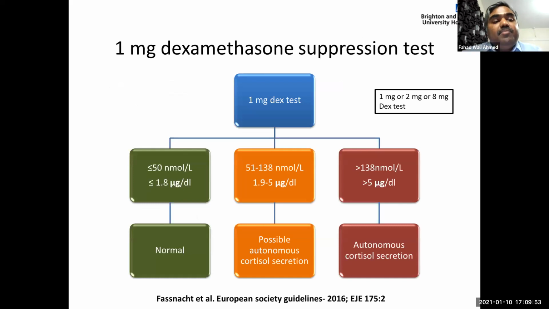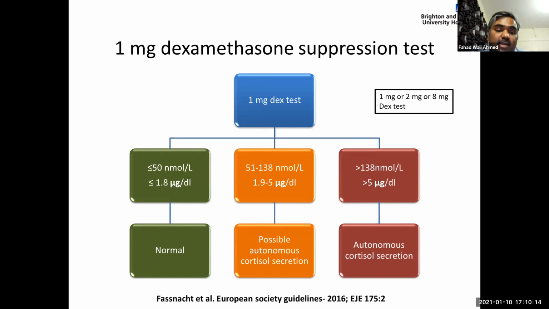The preferred option is 1 milligram, but we can use a higher dose because we are not looking at ACTH production; we are only looking at cortisol production. So in some cases, I use a higher dose like 2 milligrams, very rarely 8 milligrams, but 2 milligrams can be used, especially in patients who are massively obese.